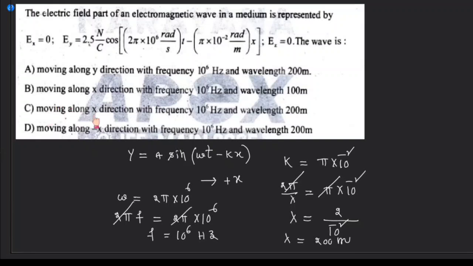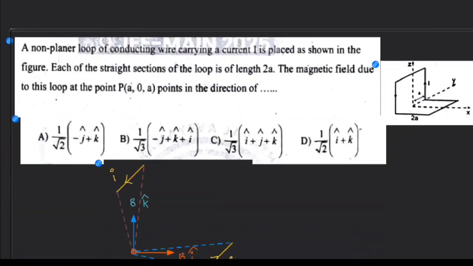So the wave is moving along the x direction with a frequency of 10 power 6 hertz and a wavelength of 200 meters, right. You need to carry forward this logic, and you have to keep in mind that k is equal to 2 pi by lambda from the waves lesson. So that is the next question.